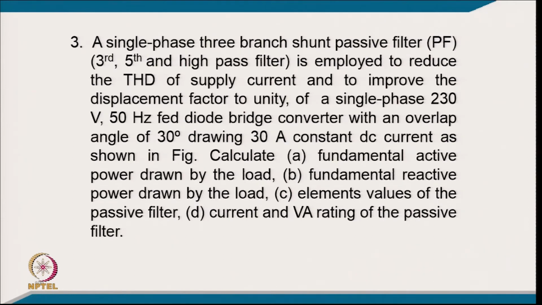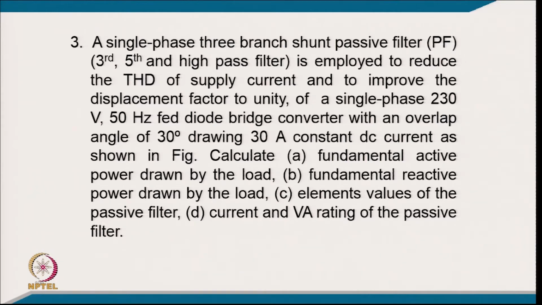Now, coming to the third numerical problem, in which we design the AC side filter. A single phase 3 branch shunt passive filter consisting of third, fifth and high pass filters is used to reduce the total harmonic distortion of the supply current and to improve the displacement factor to unity. The supply is single phase 230 volt 50 hertz, feeding a diode bridge rectifier with an overlap angle of 30 degree, drawing 30 ampere constant DC current, as shown in the figure. Calculate the fundamental active power drawn by the load, fundamental reactive power drawn by the load, element values of the passive filter, and current and VA rating of the passive filter.